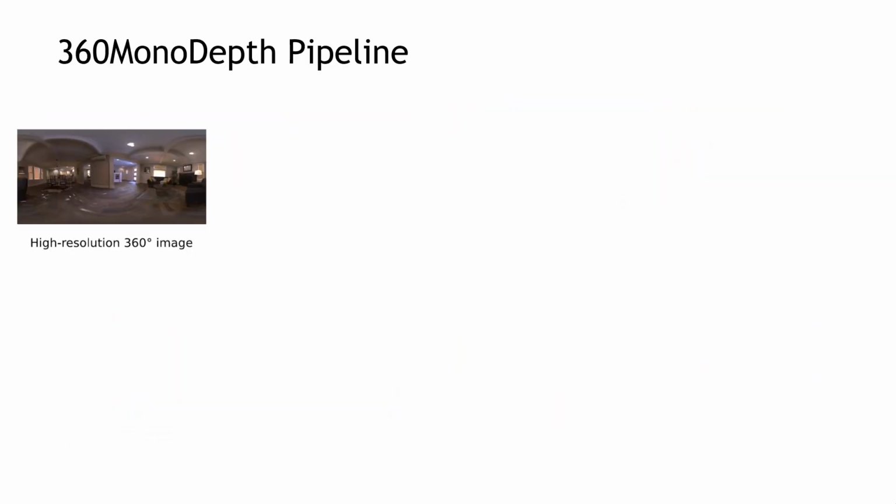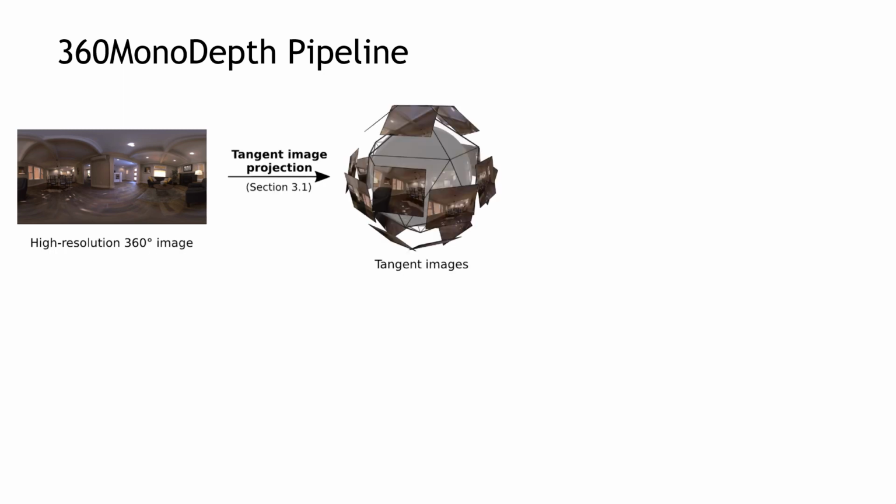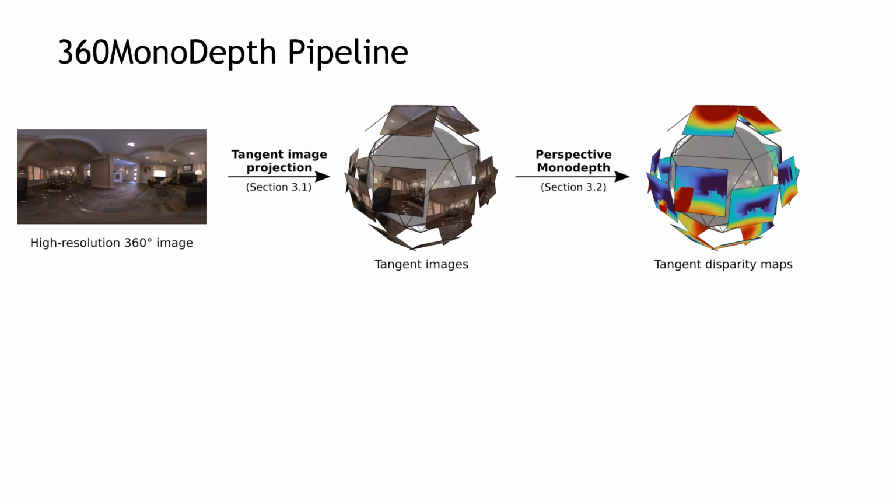To achieve higher resolutions and better generalization, we directly leverage the performance of state-of-the-art models trained on huge collections of perspective RGBD datasets. The input to our framework is a 360 high-resolution color image. Then, we project the input image into a set of perspective images tangent to the faces of an icosahedron. The tangent images are perspective images with negligible distortion. The tangent images are now suitable to be fed to an off-the-shelf perspective monocular depth estimator, which will output a set of individual depth maps up to an unknown scale and offset factor.